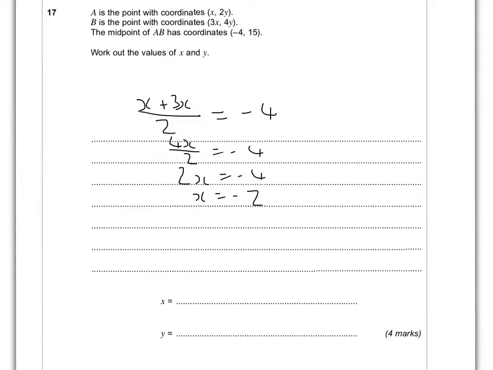At this stage here, you may have not liked the look of this 2, you may have multiplied both sides by 2, you would have got 4x equals -8. Dividing both sides by 4, you will still get the same answer there. So I've managed to work out what x is. I'll maybe even write this down here already.